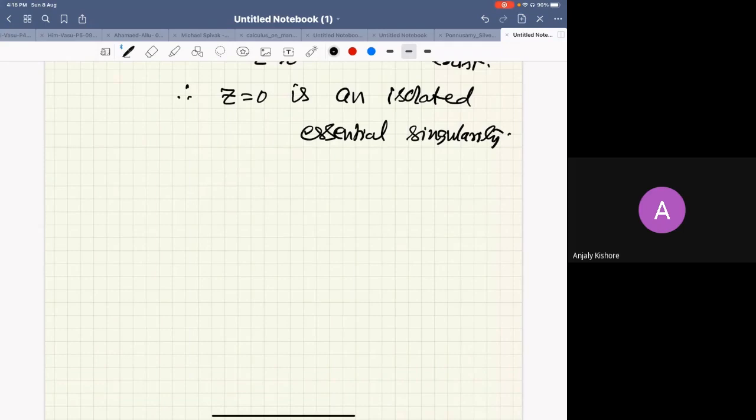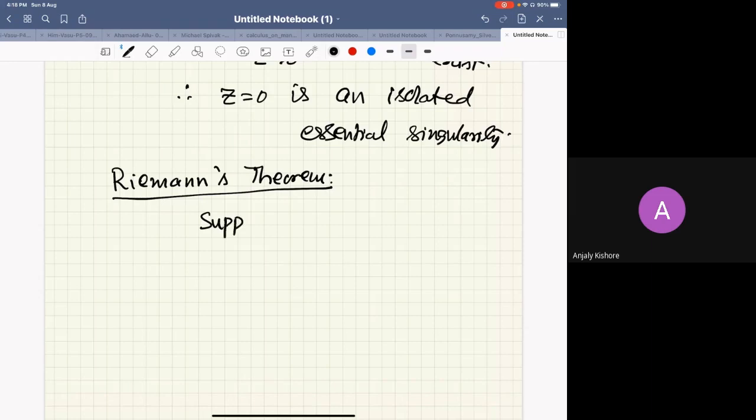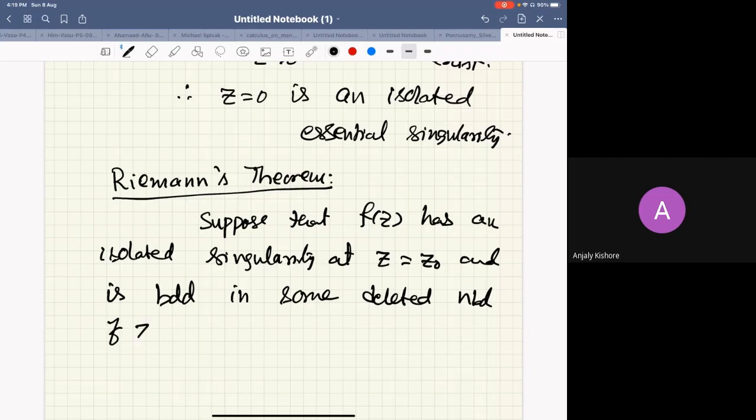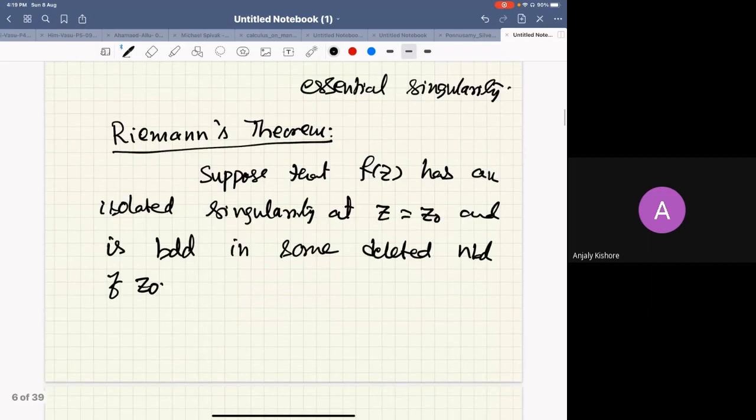So now, let me state a very important theorem called Riemann's theorem. Suppose that f of z has an isolated singularity at z equals z naught and is bounded in some deleted neighborhood of z naught. Then we can make this function analytic at the point z naught.